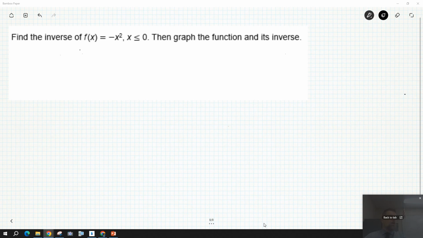All right, so here we're asked to find the inverse. So let's go through these steps together. What's the first step for finding an inverse? Can somebody tell me?